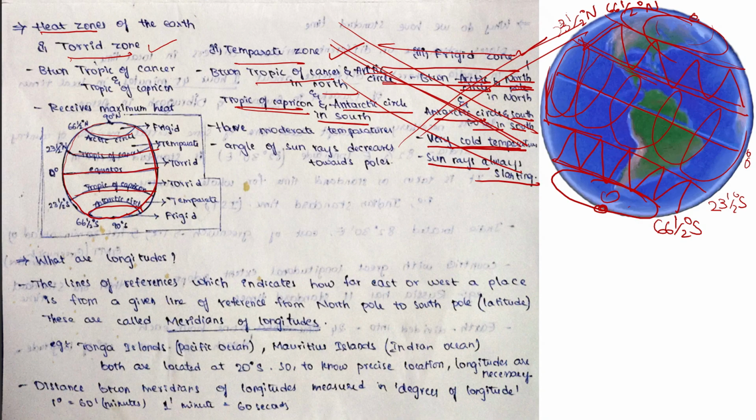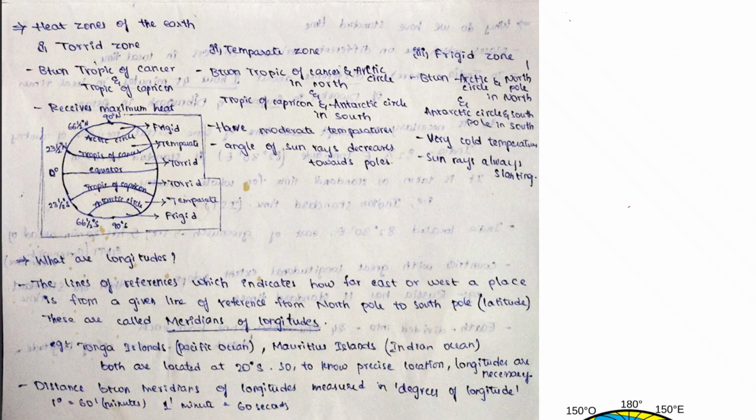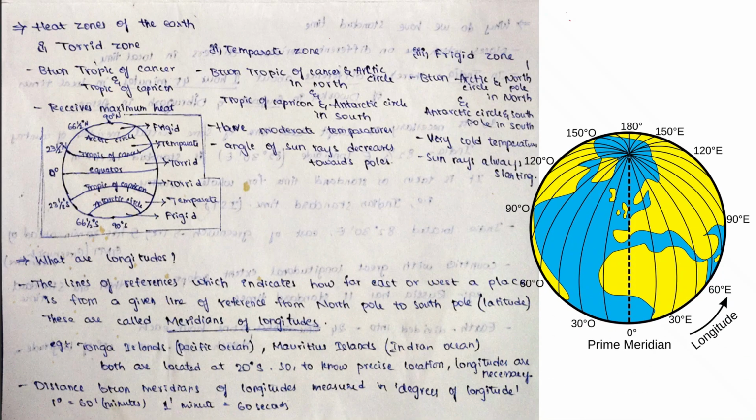Now let's see what are longitudes. So longitudes are the lines of reference which indicate how far east or west a place is from a given line of reference from North Pole to South Pole. These are called meridians of longitude. There is nothing to worry about this definition.